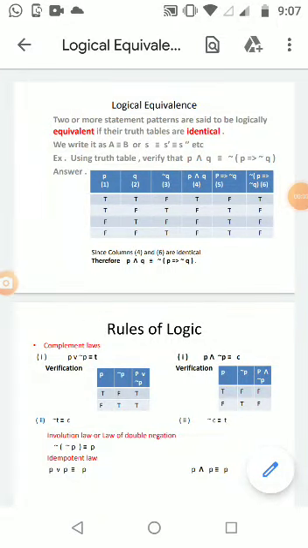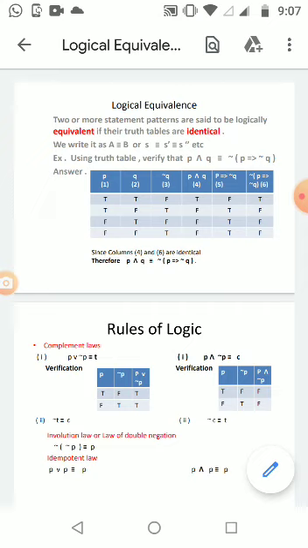Hello students, last time we studied statement patterns, then the truth table for a given statement pattern, and how to decide whether the given statement pattern is a tautology, contradiction or contingency by using a truth table. Now today we are going to study logical equivalence. When we have two statement patterns, these two statement patterns can be logically equivalent.